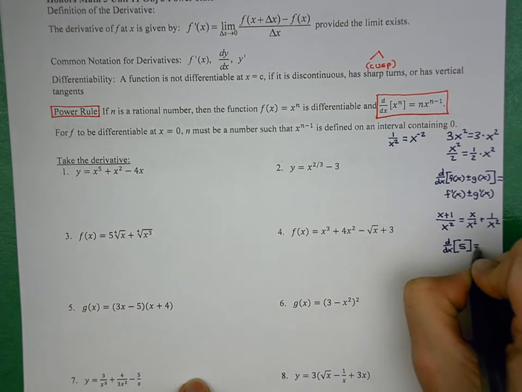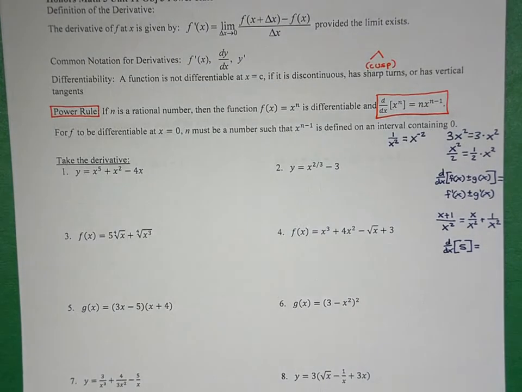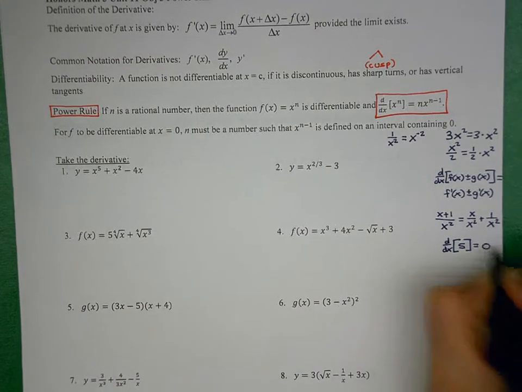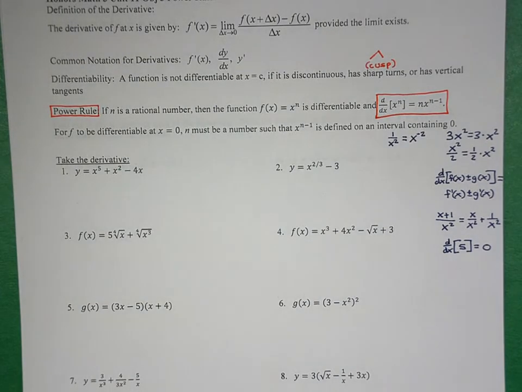Others see it as a manifestation of the power rule, which is the derivative of a constant. Okay, so no exponent attached. So this is not 5x, this is just 5. Okay, the derivative of a constant is 0. And there are a couple of different ways you can remember this.